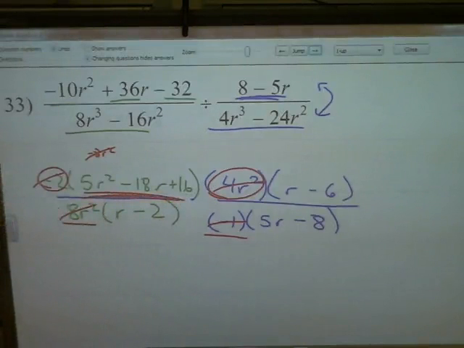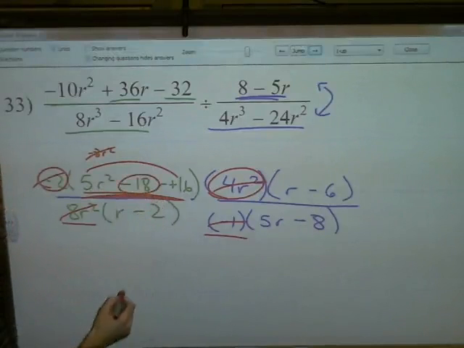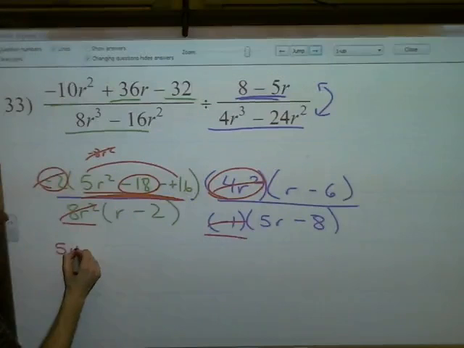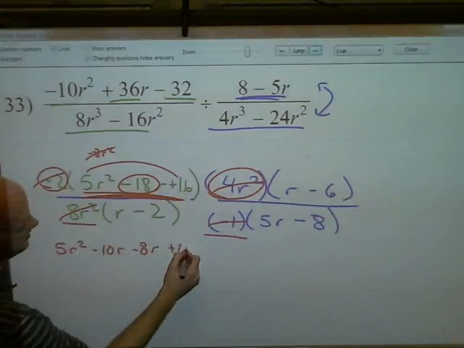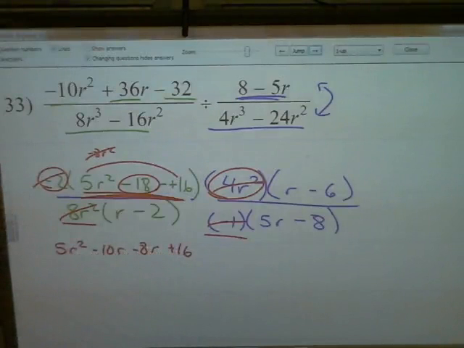So what I'm going to do is multiply 5 times 16, and that's going to be 80, and I need two numbers that multiply to 80 and add to the negative 18 in the middle, which are going to be negative 10 and negative 8. So the top of this is going to be 5r squared, negative 10r, negative 8r, and positive 16. And I can factor that by grouping.